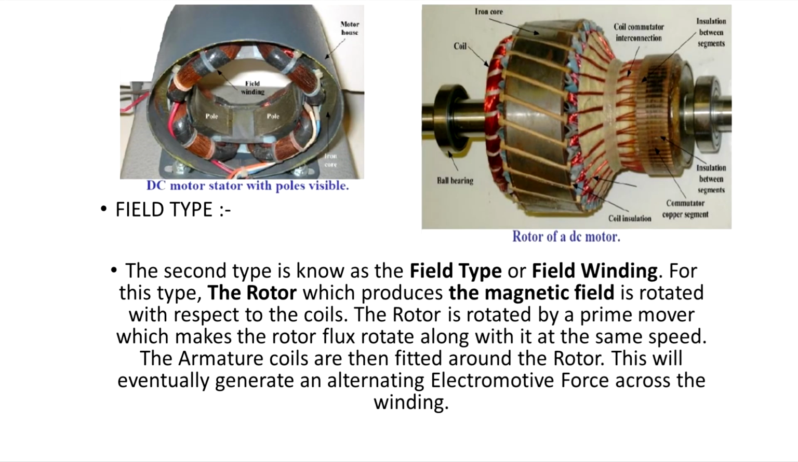Field type. The second type is known as the field type or field winding. For this type, the rotor which produces the magnetic field is rotated with respect to the coils. The rotor is rotated by a prime mover which makes the rotor flux rotate along with it at the same speed. The armature coils are then fitted around the rotor. This will eventually generate an alternating electromotive force across the winding.